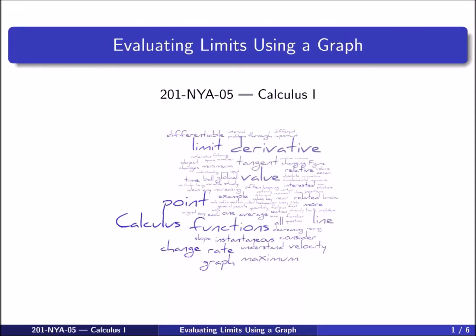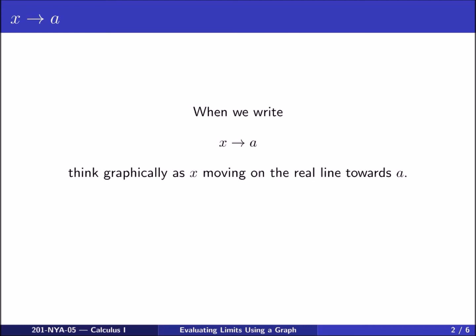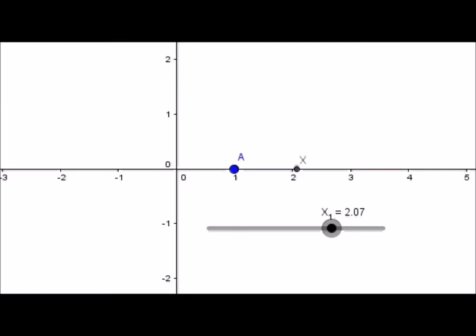In this video, we are going to evaluate the limit of a function when we are given the graph of this function. Now, when we write x approaches a or x tends to a, graphically we can think as x moving on the real line towards the value of a. So when we say that x approaches a, think of x as moving closer and closer to a and changing values. So for example, here we go.